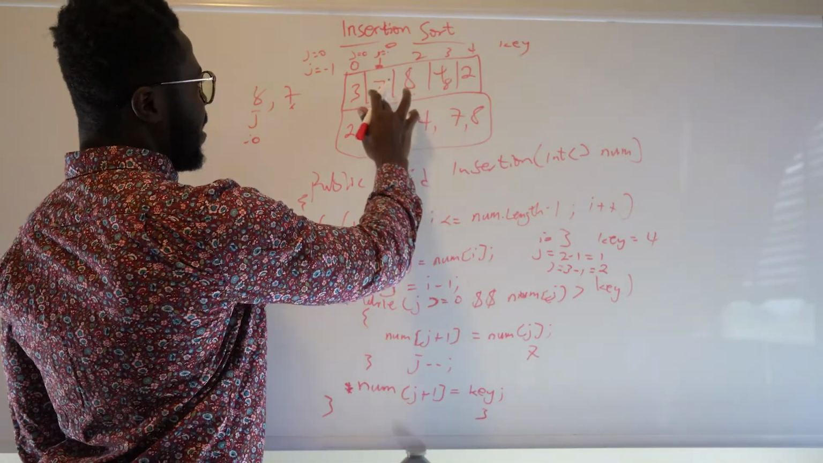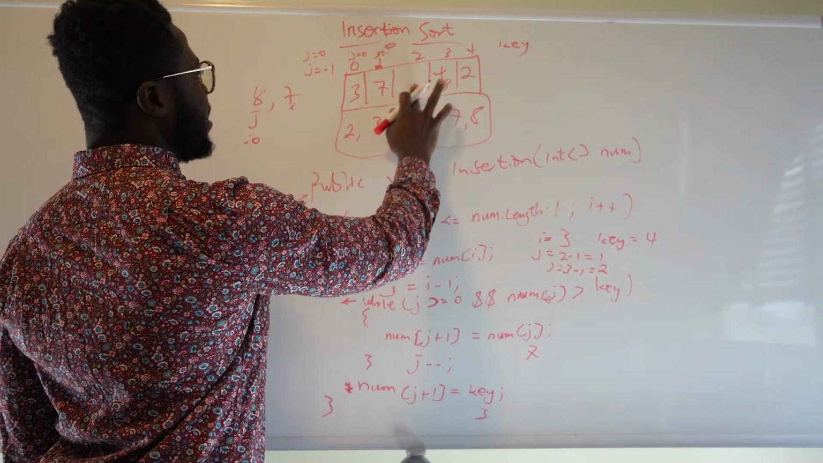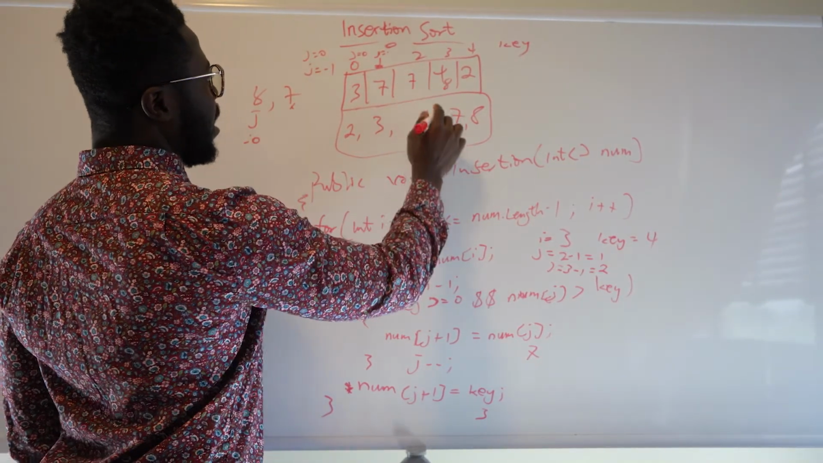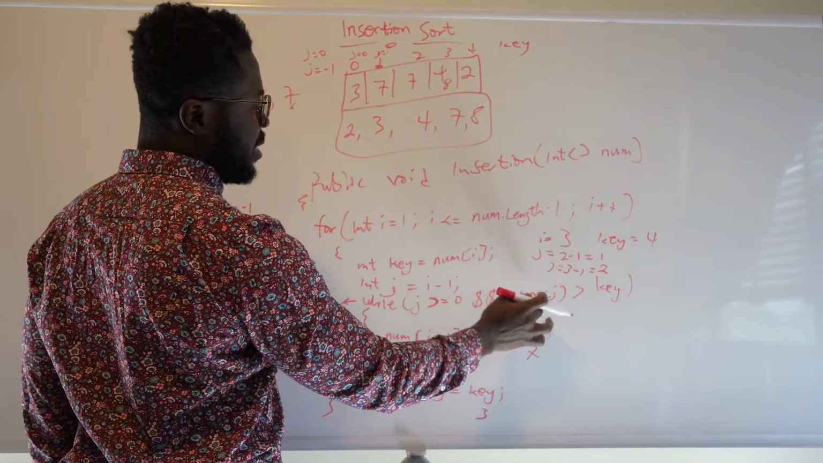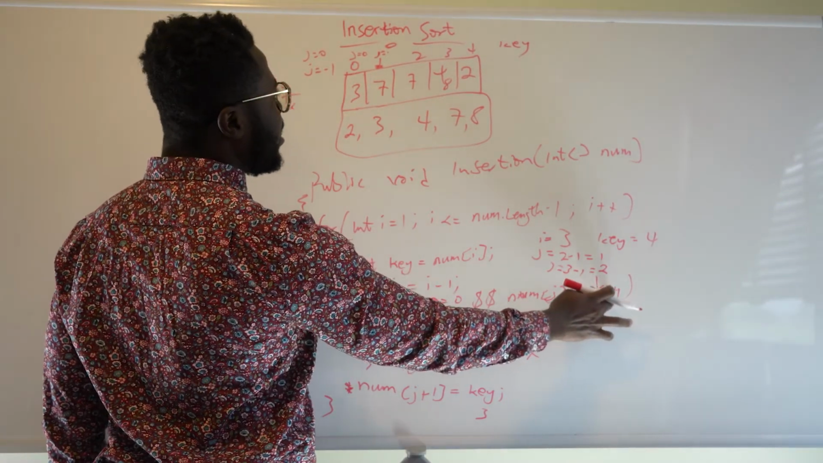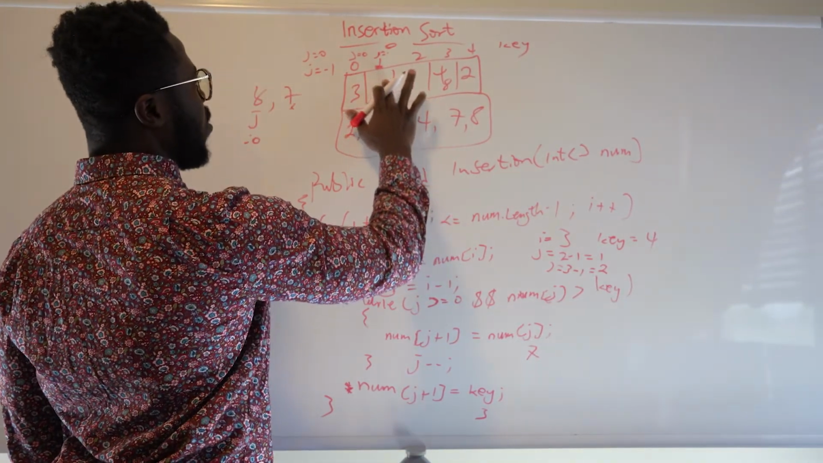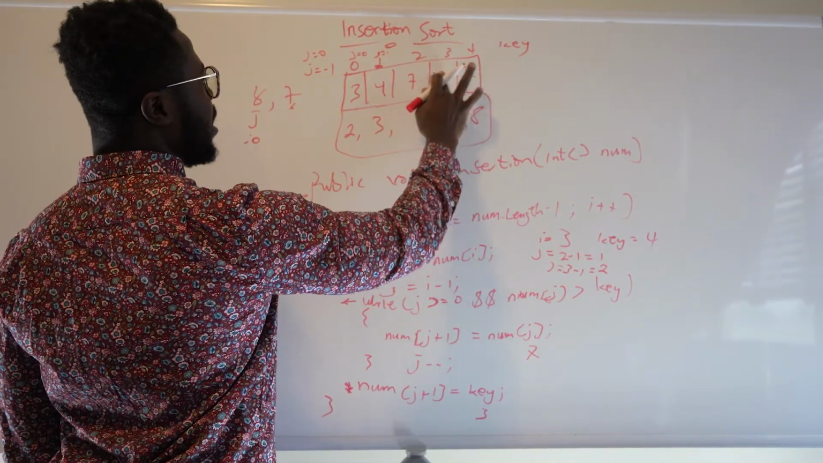Continuing, 7 will be set here to override the 8. And when it gets here, it will fail because num at j, which will be 3, is less than the key. So then you overwrite the 4 with the 7, and the 8 will be here.